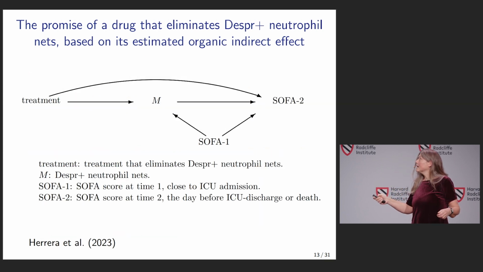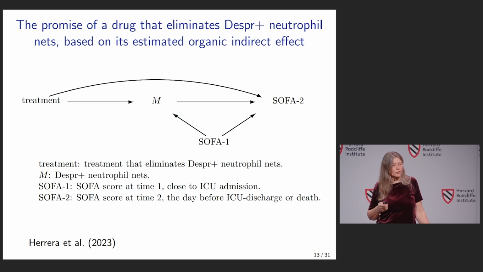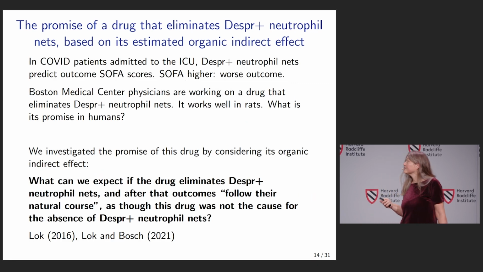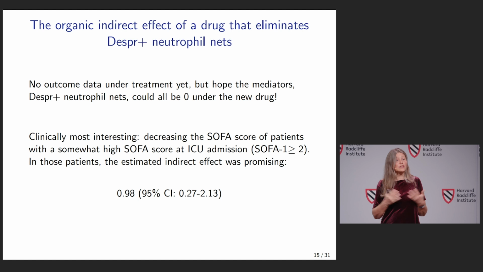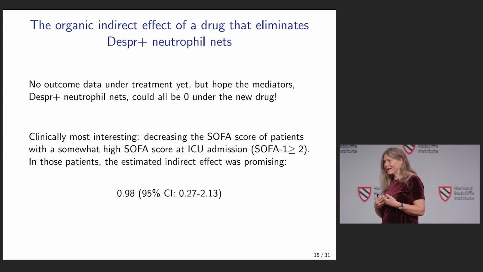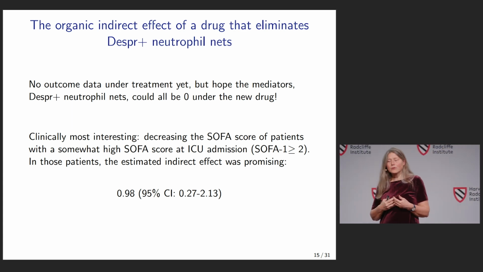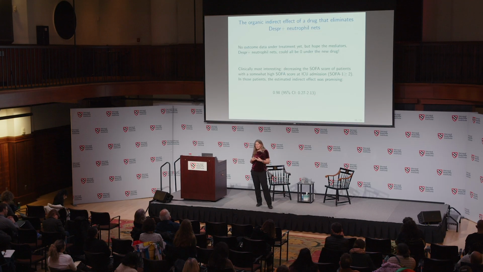So we used the hypothesized effect of this, with how the SOFA score would have evolved in the absence of desperate-positive neutrophil nets. One more thing: the ICU clinicians are most interested in improving the SOFA score of people who come into the ICU with a bad, meaning high, SOFA score.